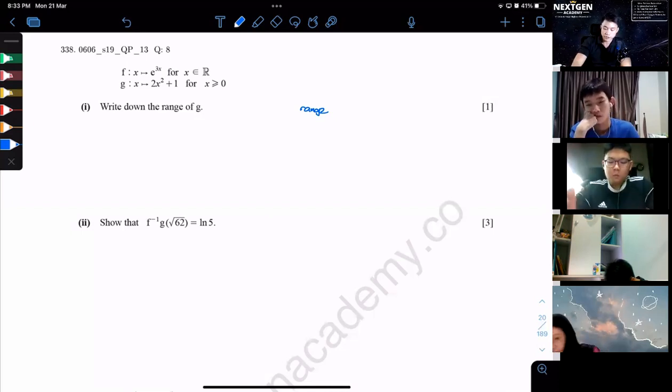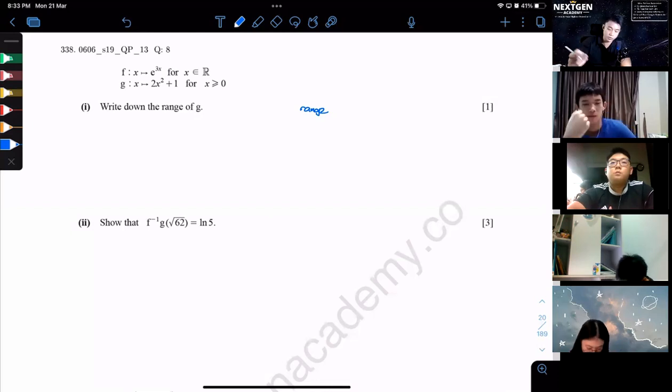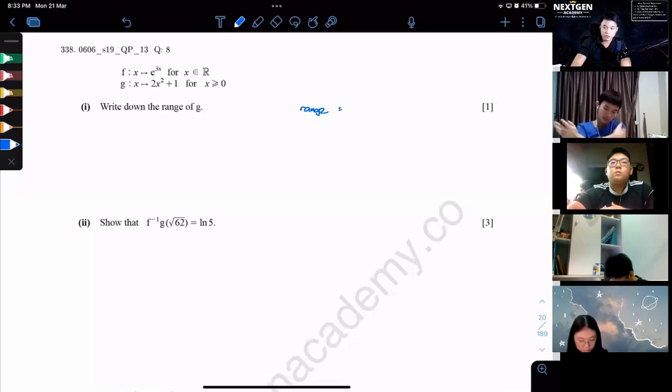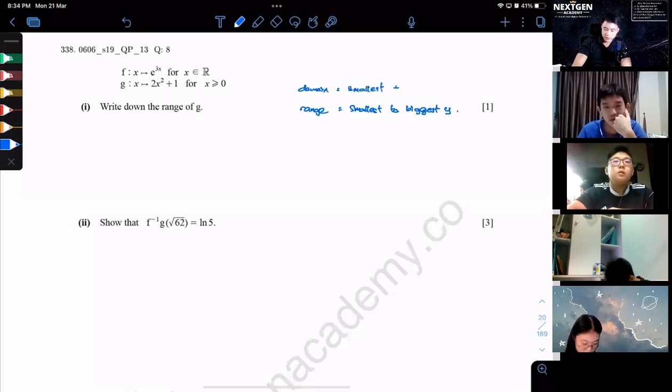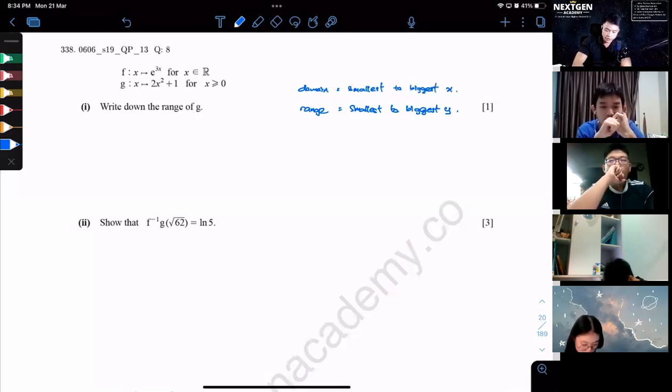So if we say the range of, yeah, can't think of an example now. Let's say range of the person's singing voice, the pitch, then that means from where's his lowest to his highest, right? So range is specifically referring to smallest to biggest y. Domain, smallest to biggest x.